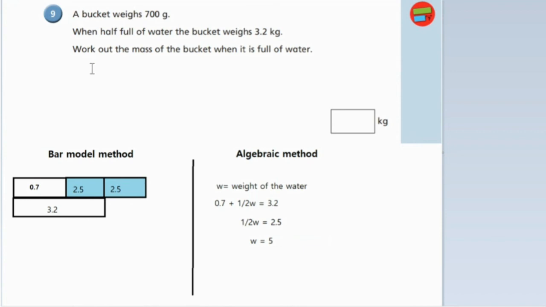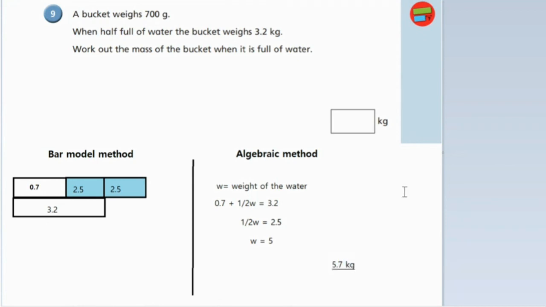So going back to the original question, work out the mass of the bucket when it's full of water. It must be the weight of the bucket, 0.7, and the weight of the water, 5. So my total would be 5.7, and I've been working in kilograms, so 5.7 kilograms.